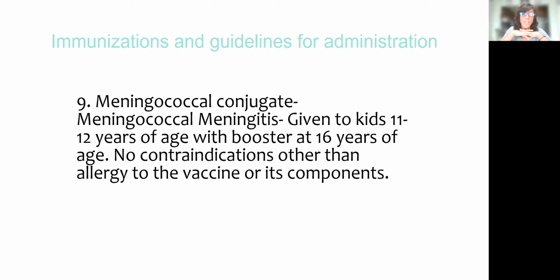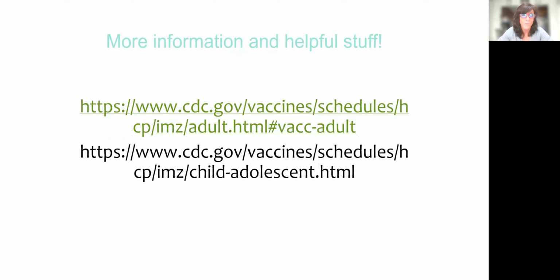Then we have the meningococcal conjugate. So meningococcal bacteria is the one that causes meningococcal meningitis. You don't want that because that can have some bad results. It's a bacterial meningitis. It can be very, very dangerous. So this meningococcal conjugate vaccine is given to kids somewhere between 11 and 12 years of age. They get a booster at around 16 years of age. And this has no contraindications other than an allergy to it or any of its components.